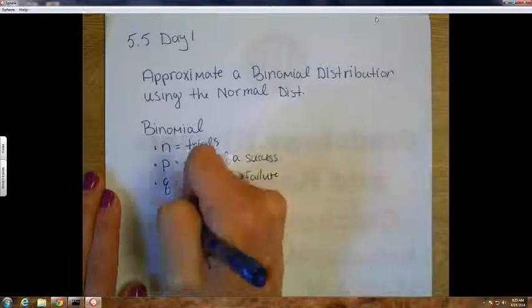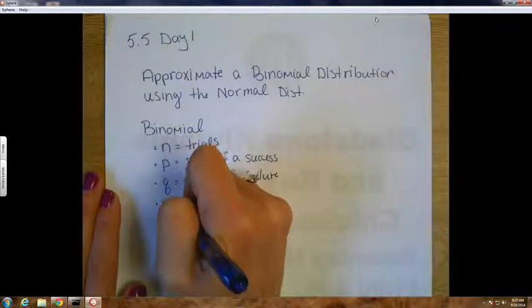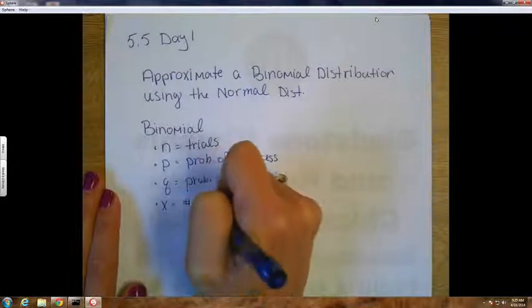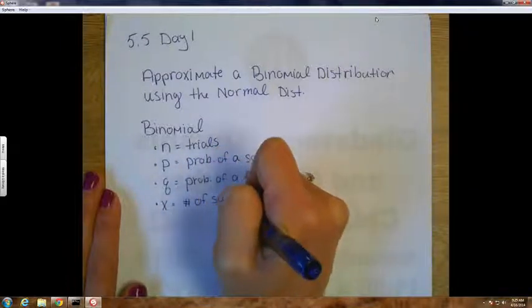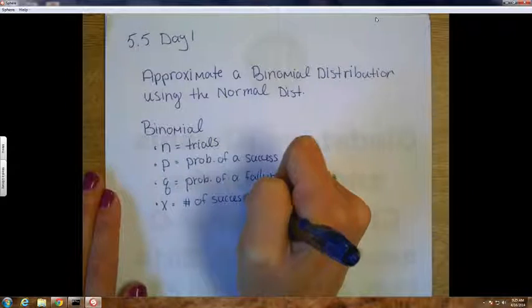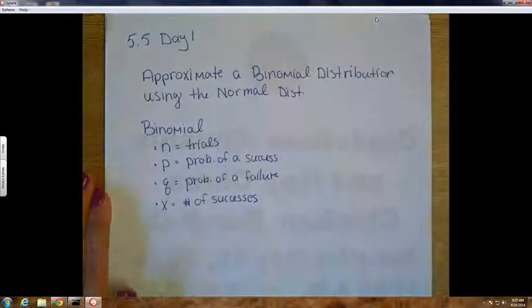And X was the number of successes we were going to have. And X would take on values anywhere from 0 successes all the way through N, how many trials we were doing. It could be unsuccessful with everything all the way to successful on every single trial. Okay.